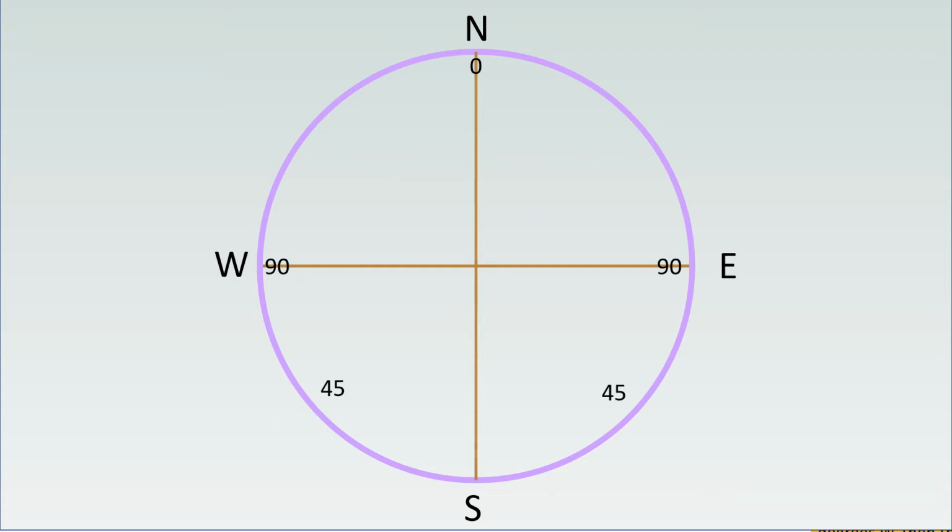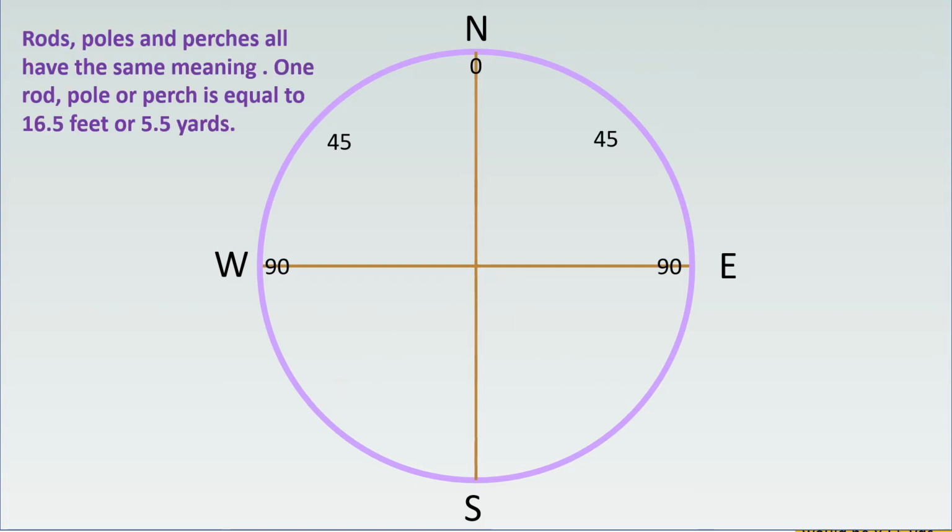The same is true if it says south 45 degrees. If it says south 45 degrees east, this is the direction you will go. If it says south 45 degrees west, this is the direction you will go. After the east or west direction, it will give you a distance.